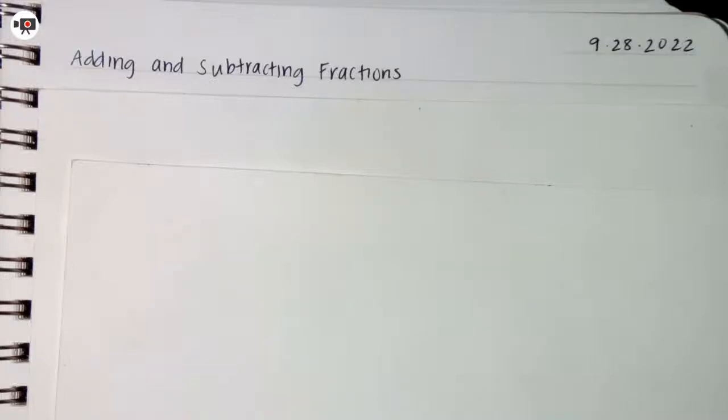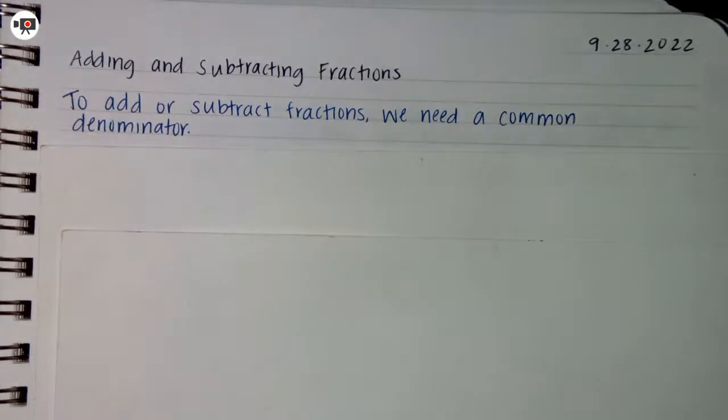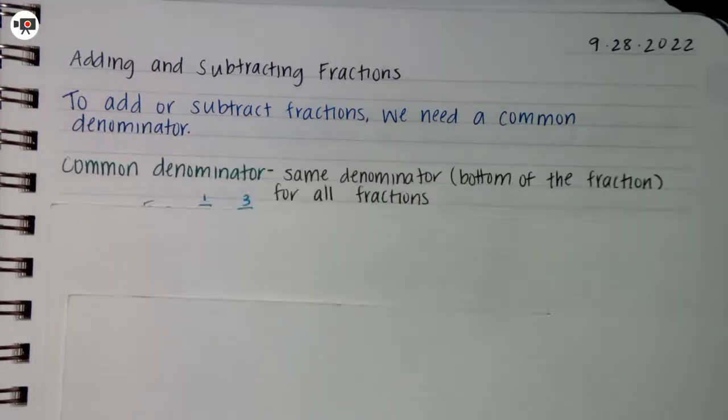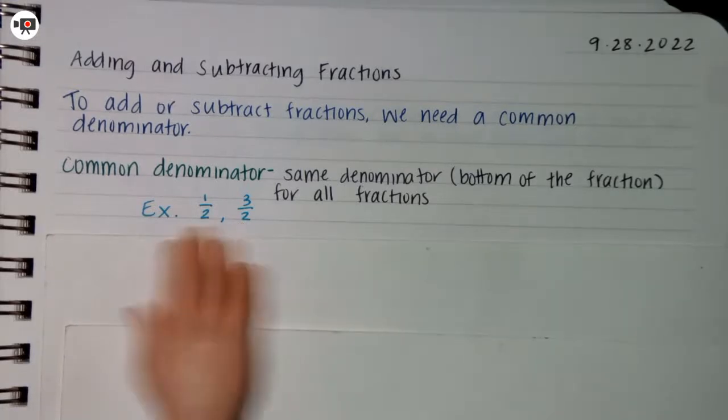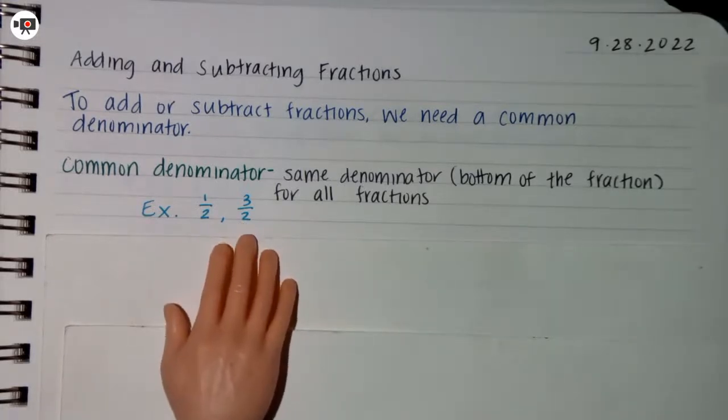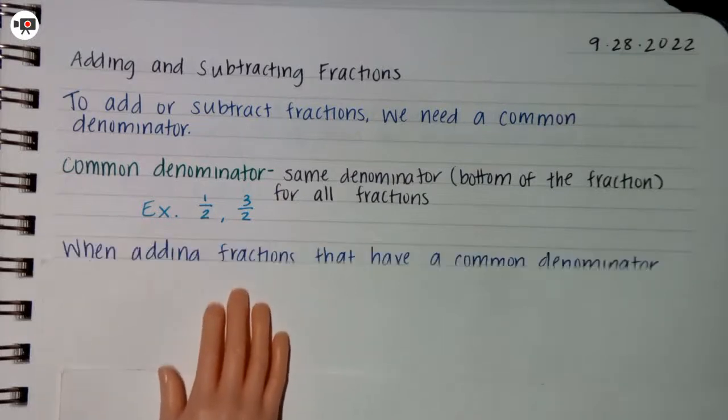So here's a little review on adding and subtracting fractions. To add or subtract fractions, we need a common denominator. A common denominator is where the bottom of the fraction, so the denominator, is the same for all fractions. So that could be like 1/2 and 3/2. The denominator is 2 in each of those, and so it's the same, so we call that a common denominator.